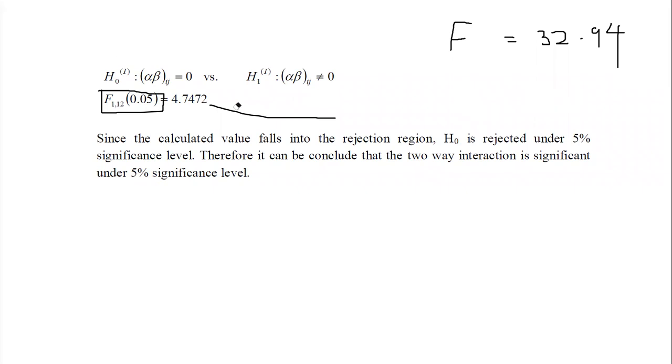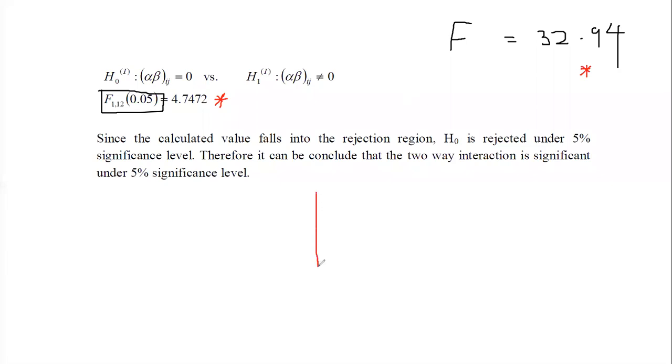You have to compare these two values. You need to compare this value and this value. Now you can see that the calculated value is greater than the critical value. Therefore, you can comment on this. You can say that the calculated value falls into the rejection region since it is greater than the critical value.